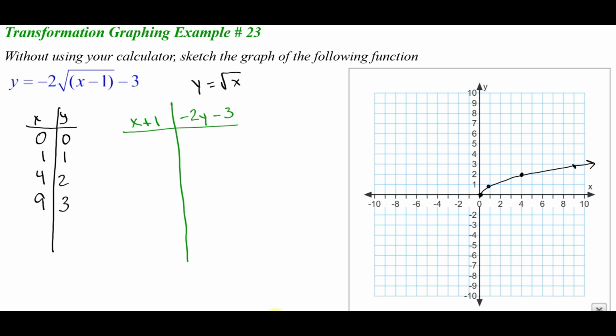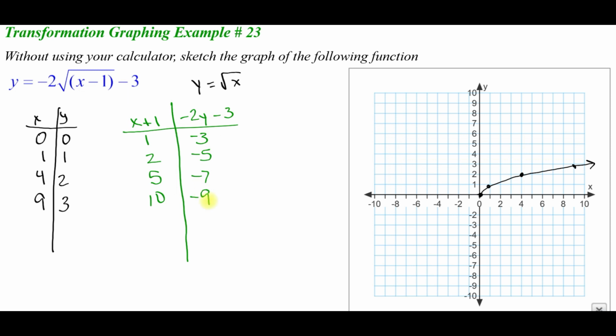So this will tell me what to do with my coordinates to get my new coordinates. So I'm going to add 1 to my x coordinates, and then multiply my y value by -2 and then subtract 3. So this is going to be (1, -3). Here I'm going to do 1 plus 1 is 2, and then this is going to give me -2 minus 3, which is -5. And then this (4, 2) point is going to give me 4 plus 1 is 5, and then 2 times -2 is -4, minus 3 is -7. And then 9 plus 1 is 10, and then we've got 3 times -2, which is -6, minus 3, which is -9.